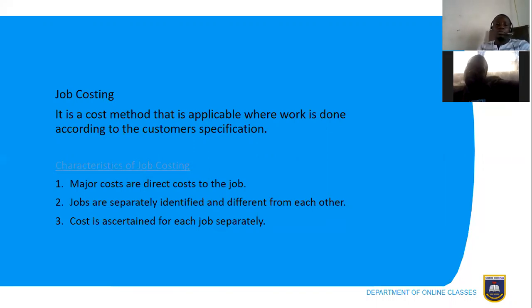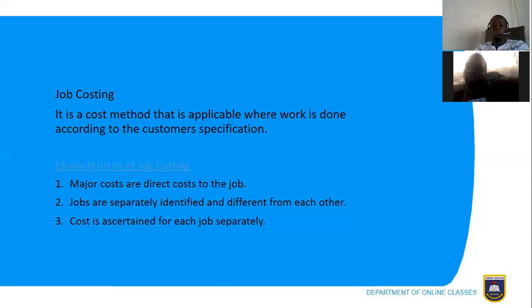One, we say that major costs are direct costs to the job. Okay, so it means that most of the costs can directly be traced to the job done. So at the end of the design, when the card is ready, at least you can directly trace the amount of money that you spent on the card. So you realize that for job costing, most of the costs are direct costs. That's what they're talking about.